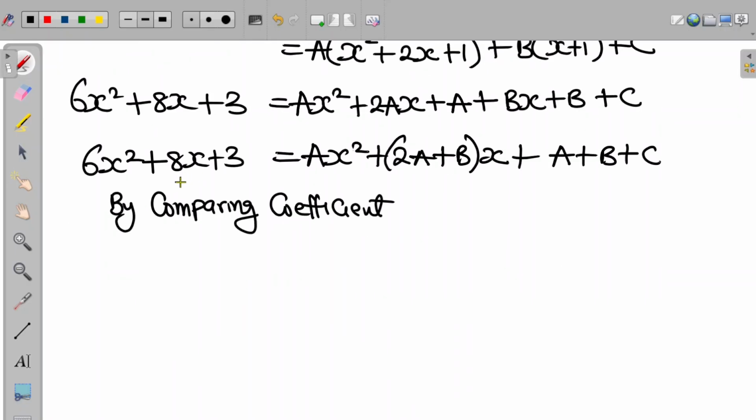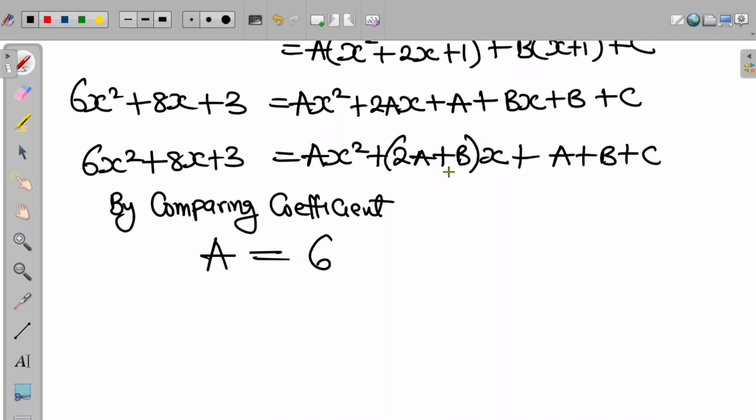Now, if you look at our equation, we have 6x squared here, and also we have ax squared here. So at the right hand side, the coefficient of x squared is a, and at the left hand side, the coefficient of x squared is 6. So therefore, a is equal to 6.